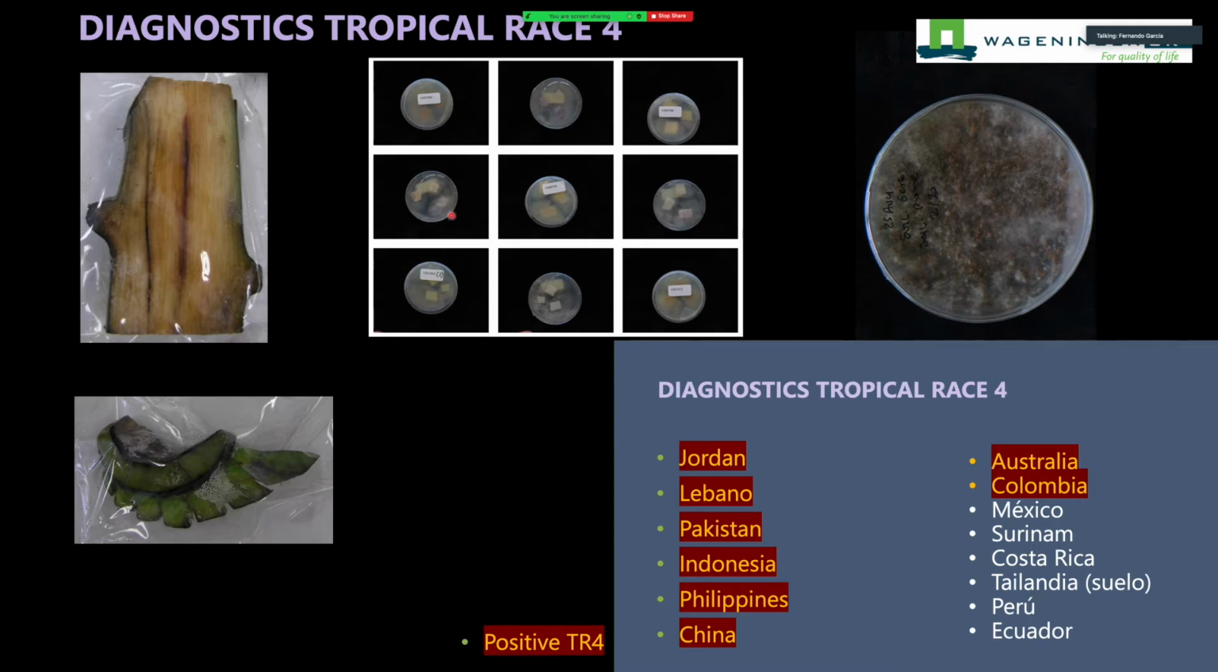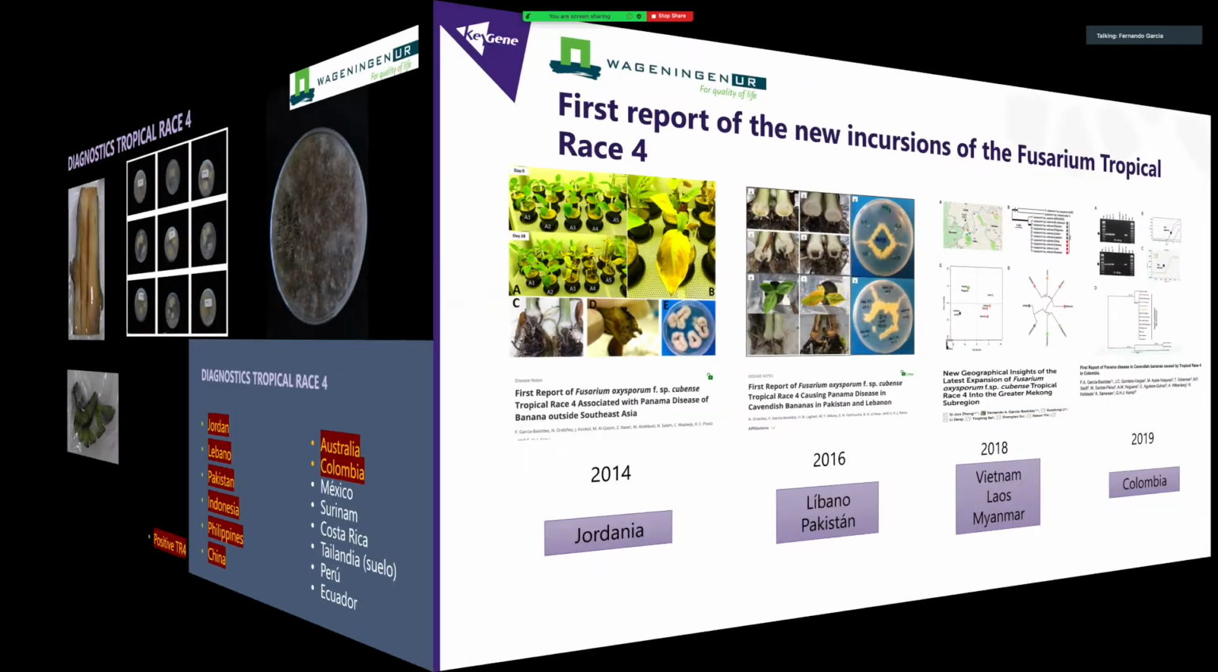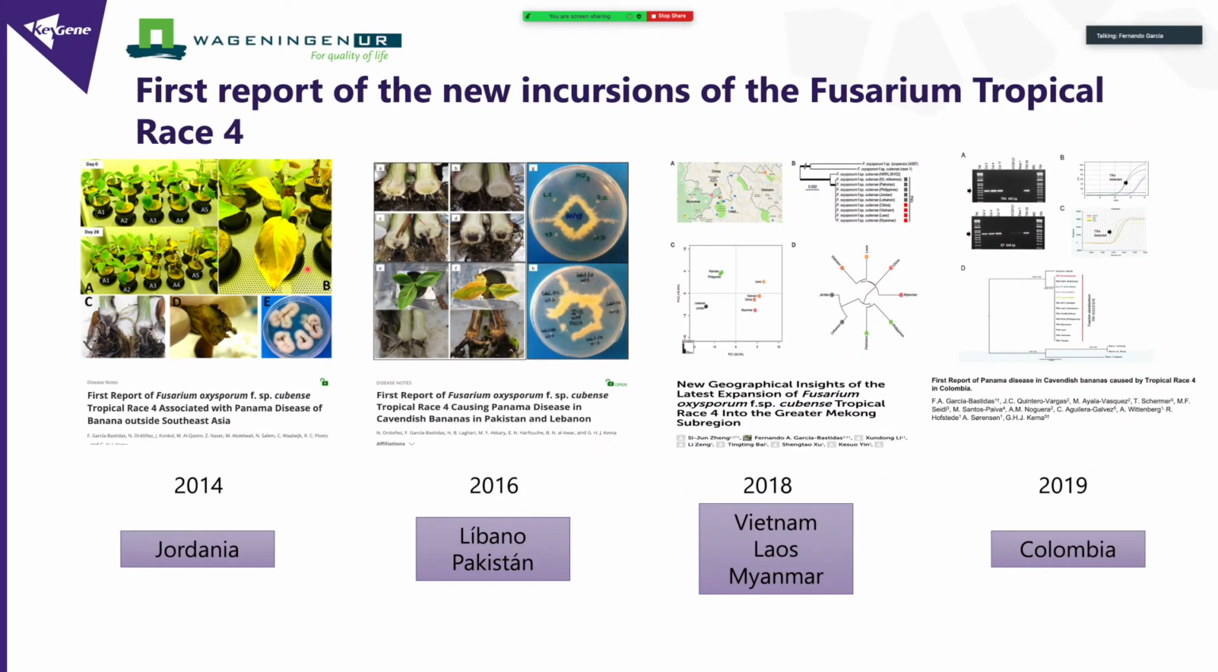So soil samples, sometimes we got the fungus itself, parts of the plants, and we started to act as a diagnostic center for tropical race 4, and that led to the publication of several first reports in which I was responsible, let's say, for this part of the work. So Jordan, Lebanon, Vietnam, Laos, Myanmar, and unfortunately Colombia. So as you can see here, also different techniques were used some years ago.